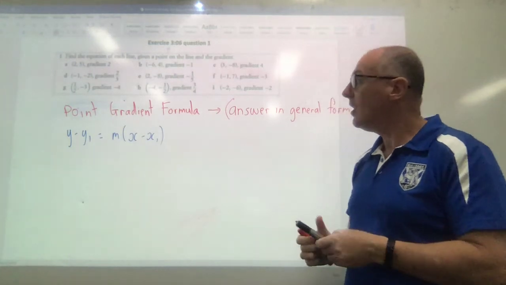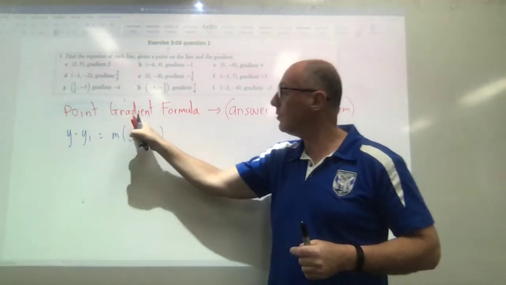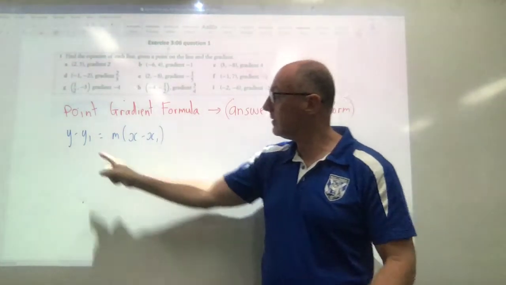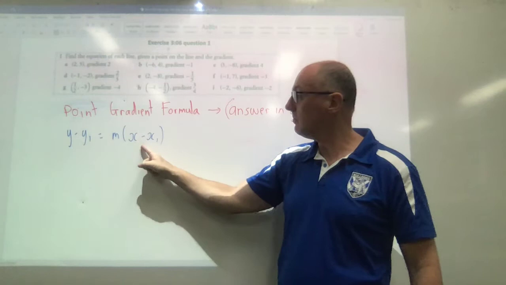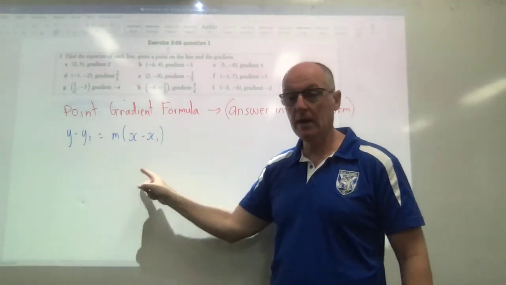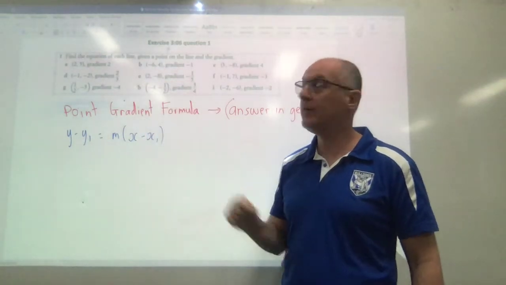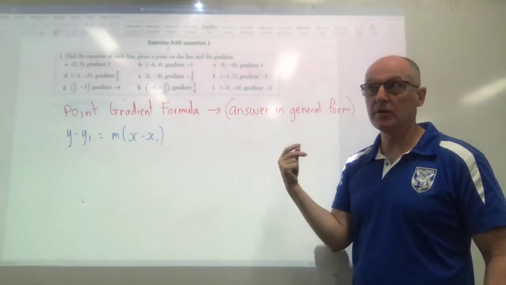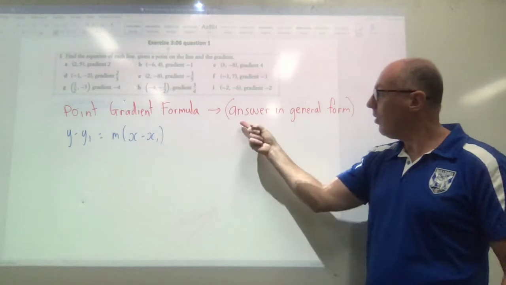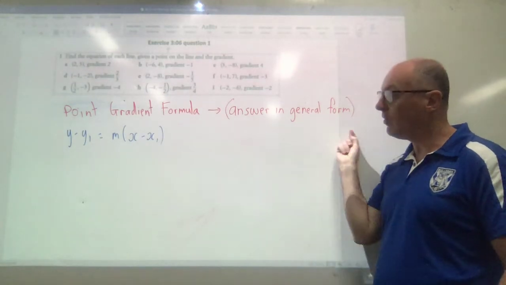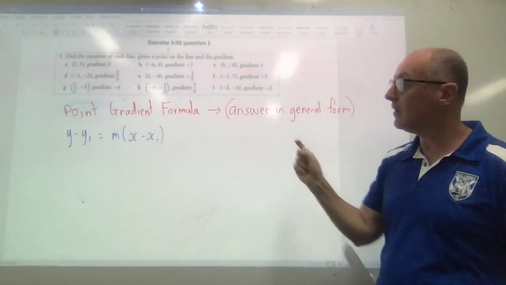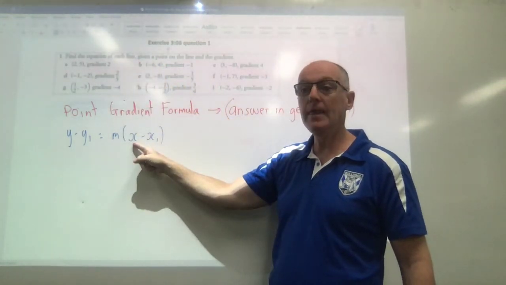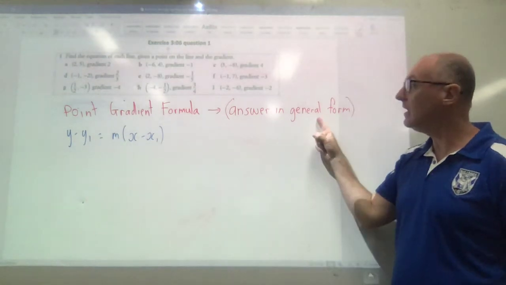To do this, we need what's called the point gradient formula. And here it is here. y minus y1 equals m(x minus x1). That is the formula that we're going to use for this exercise. If you look at the solutions, the answers that I've attached, all the answers are in what we call general form. So I've got to do 2 things. I've got to substitute these numbers into this formula and then rearrange the answer into general form.